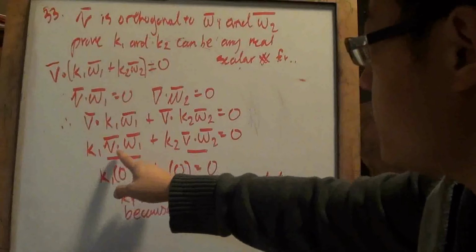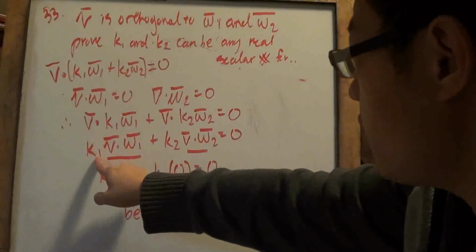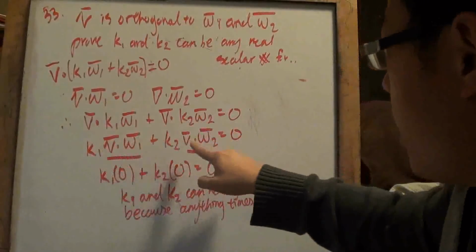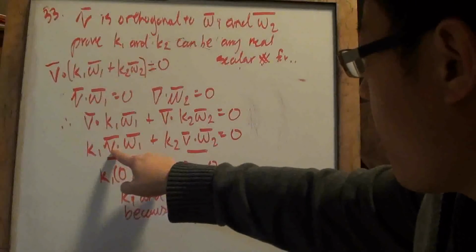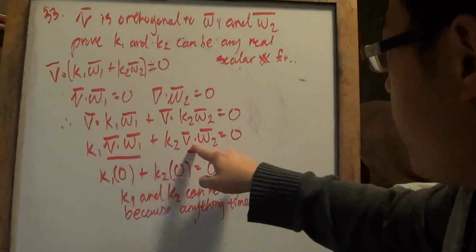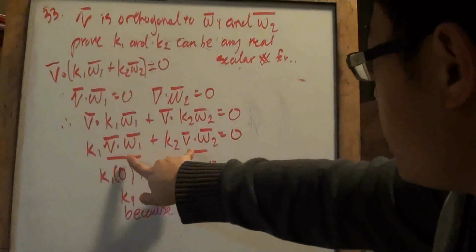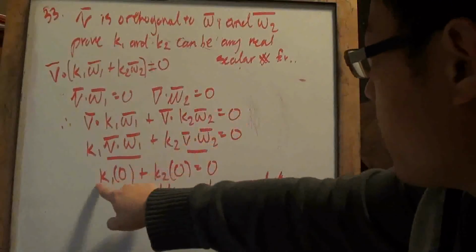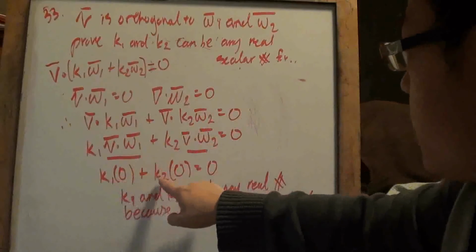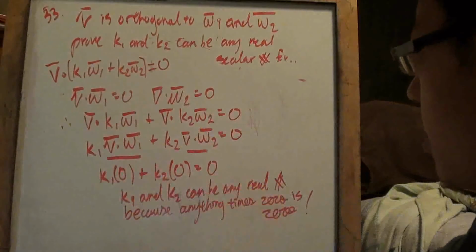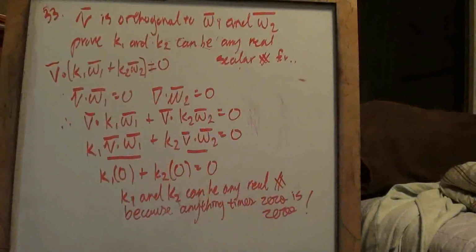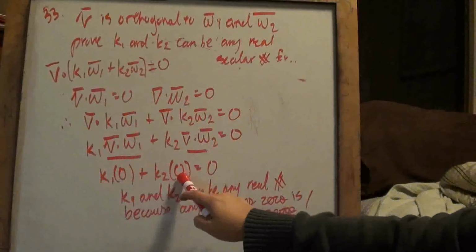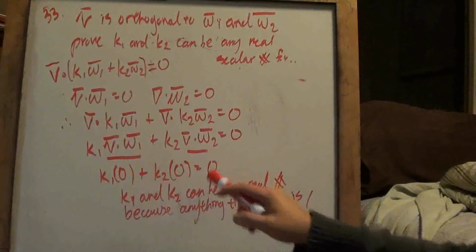This is one of those theorems. If we take out the constants, because this is just a product, not a dot product, then we take k1 and k2 out, and you have the dot product of v and w1, and v and w2. And remember, these two are 0 because they are orthogonal. So that's k1 times 0 plus k2 times 0, which is equal to 0. That's why k1 and k2 can be any real number, because 0 times anything is 0. We don't care. 0 plus 0 will always be 0.